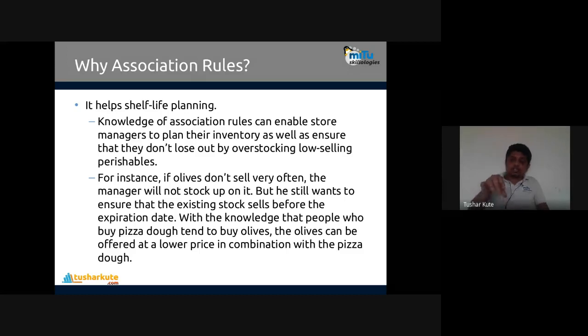The consumables and medicines, in both cases the same thing happens. So with the knowledge that people who buy pizza dough tend to buy olives also, olives can be offered at a lower price in combination with the pizza dough. Correct. Combine them together and just give it to the person. So associations will help you to plan accordingly.